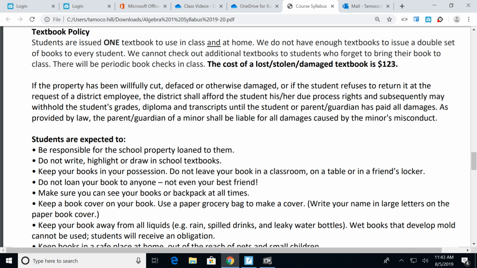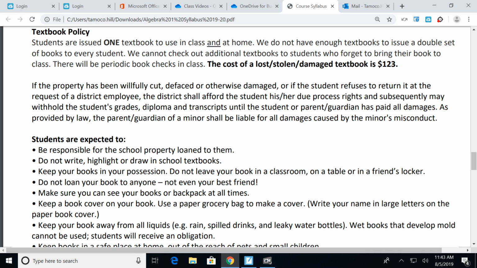All right? Keep books in a safe place at home out of the reach of pets and small children. Return textbooks in good condition on or before the last day of class. Please remove any labels or post-it notes that you may put in it. And if you know that you're getting ready to transfer, make sure that you get your book checked into the media center prior to, well, they'll check with us anyway, so it won't matter.